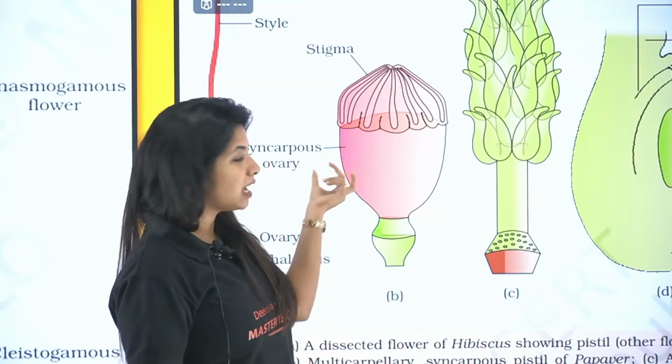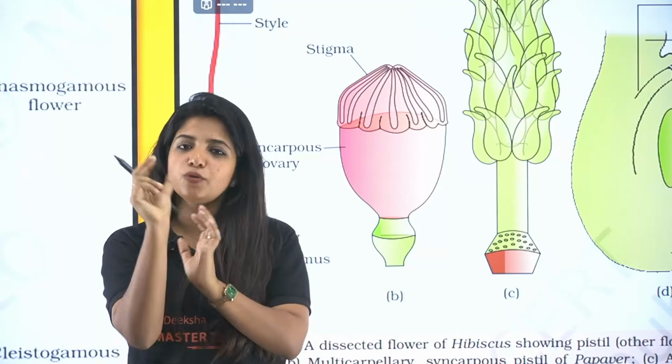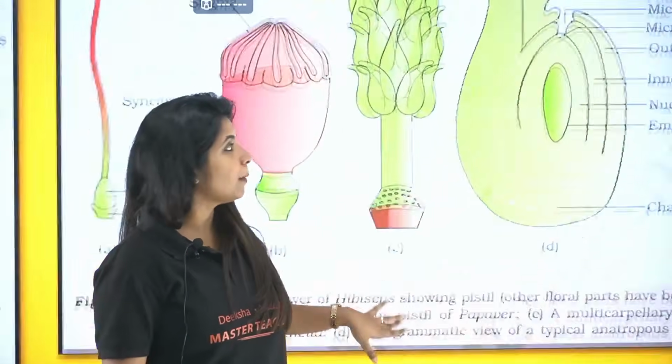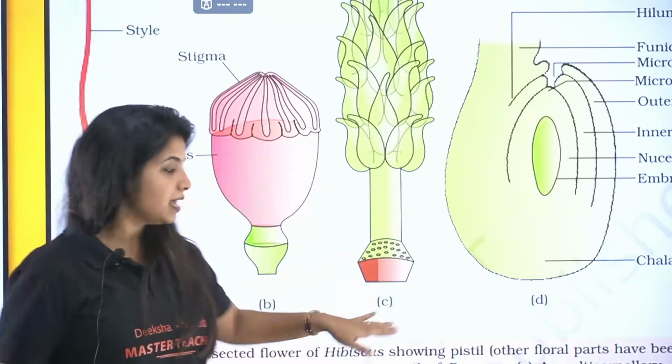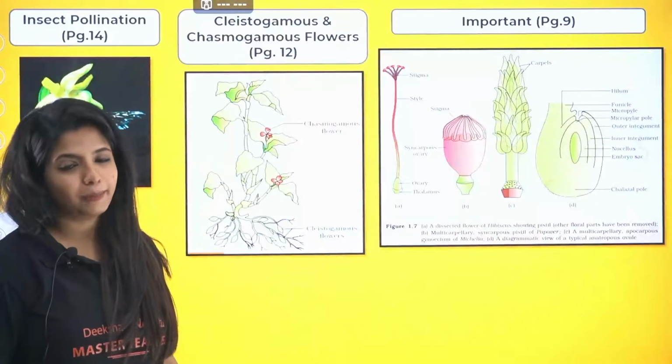You have syncarpous ovary where multiple carpels are there. They are all fused together to have a single ovary. This is syncarpous. Example is Papaver. Then you have apocarpous where multiple carpels are there but they are not fused together. They are different. That is Michelia. So these two examples could be helpful.